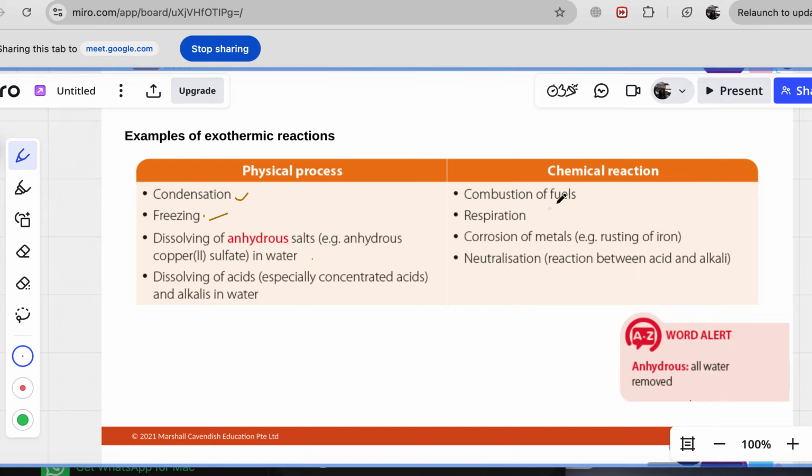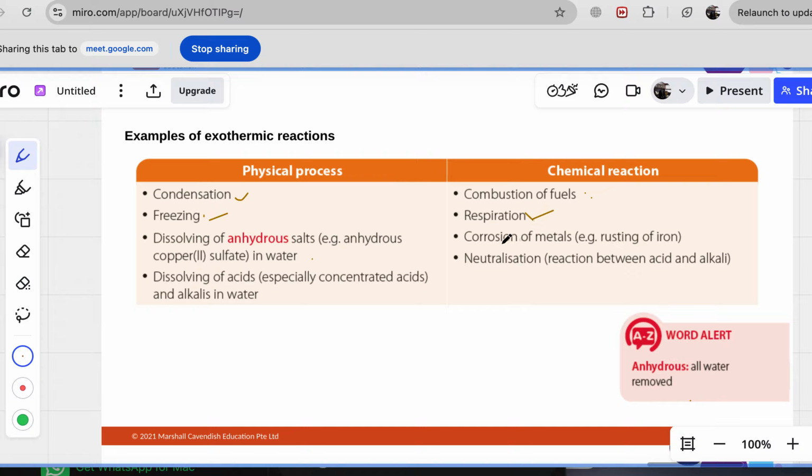Now let's take a look at chemical reactions that involve exothermic, like combustion reaction, like burning. Like you drive a car, you're burning fuel. When you burn fuel, or you're burning firewood, or bush is burning, all manner of burning or combustions fall under the category of exothermic reaction. Respiration, the process whereby you take in oxygen and release carbon dioxide, is an exothermic reaction.